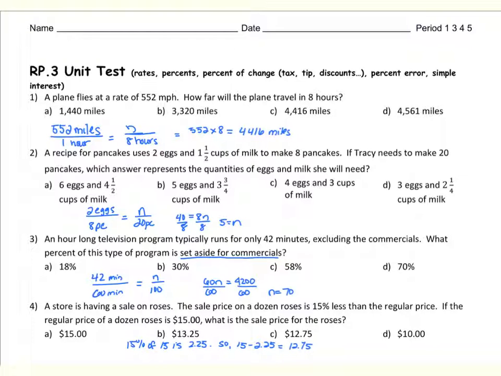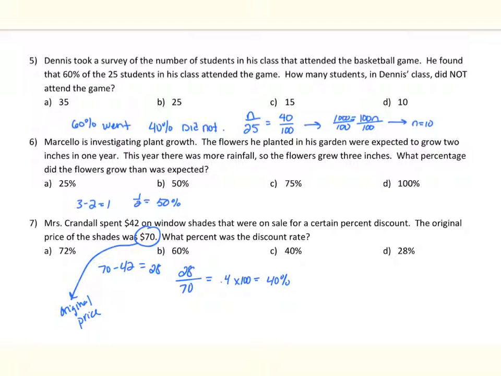Number 4, the sale on roses is 15% less than the regular price. So basically, if you apply the 15%, 15% of $15 is $2.25. So all you have to do is subtract $2.25 from 15. So basically, $12.75 was how much the roses were on sale for. Number 5, this question, 60 students attended. Therefore, 40 did not. So if you take 40% of 25 students, you get 10 students.